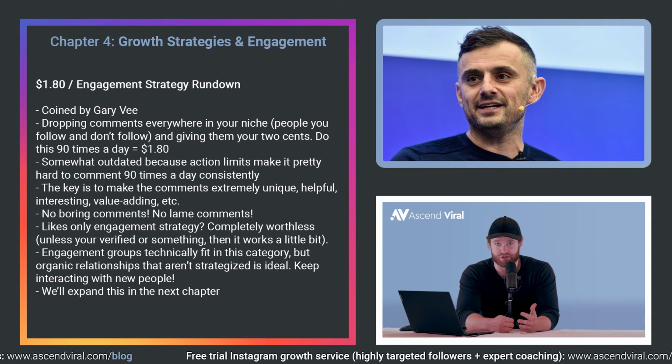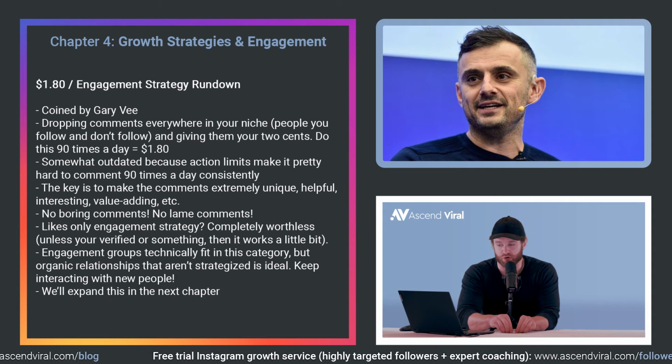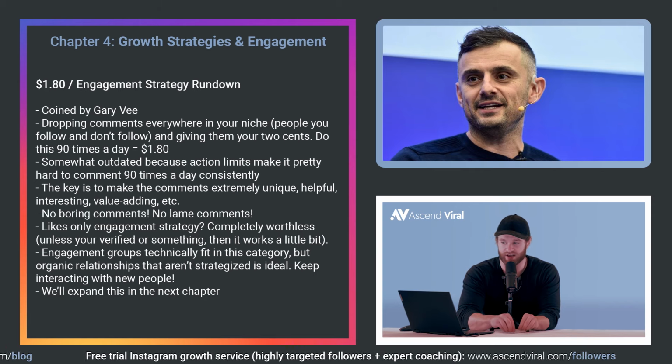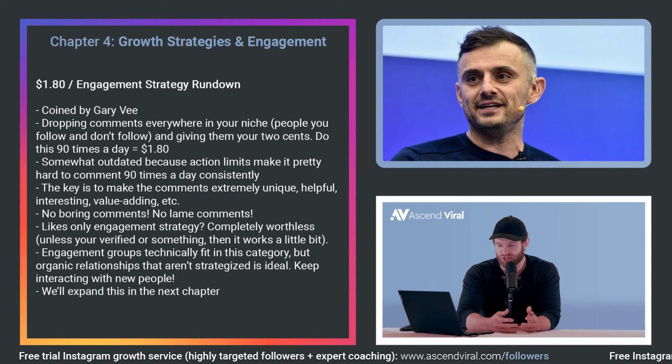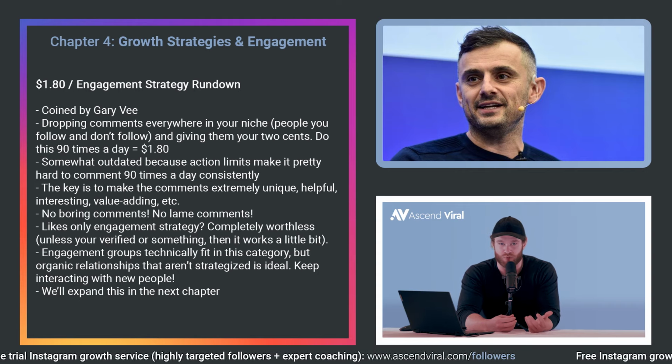For example, when you post a photo, you tell other people in your group or your pod or your DM chat that you just posted, and then they would go ahead and engage with you. When they post, you would do the same to their post. In theory, this does work, but there's better ways to do it.